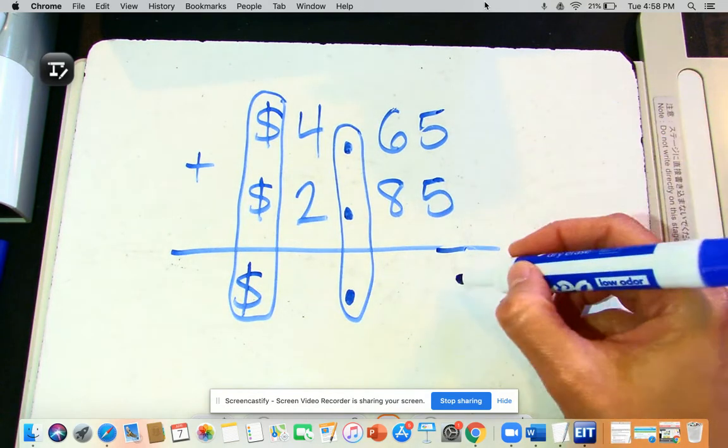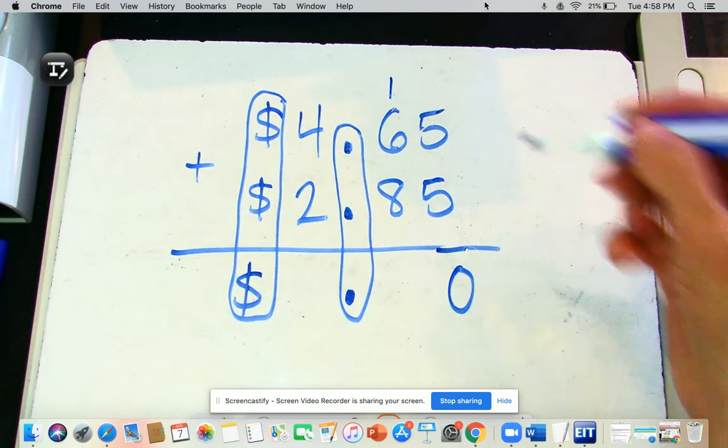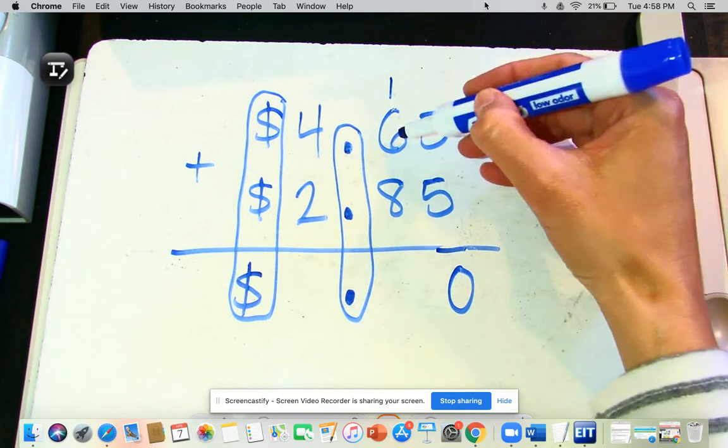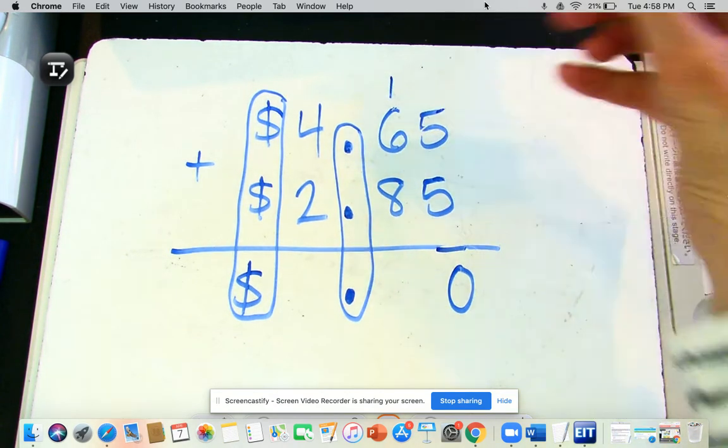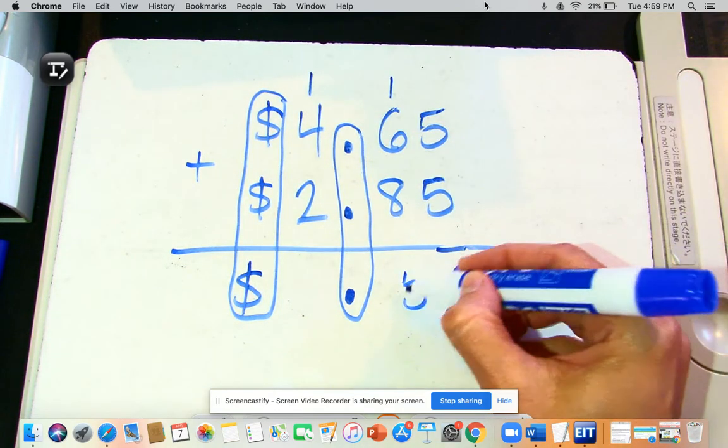So 5 plus 5 is 10. We're going to rename that as a 10 and 0 ones. And then we can go over here to our tens place. 8 plus 6 is 14, plus 1 more is 15. And we can't put 15 here, but we can rename it just like that.